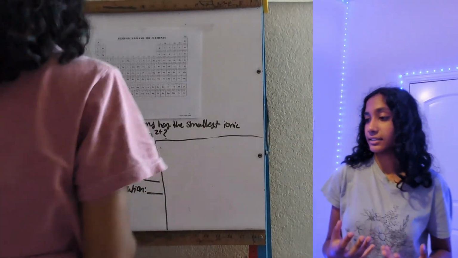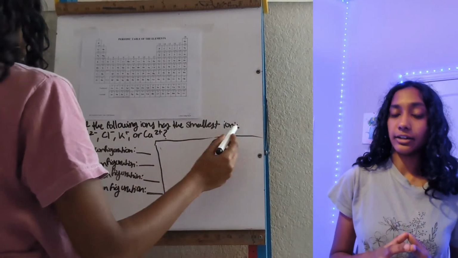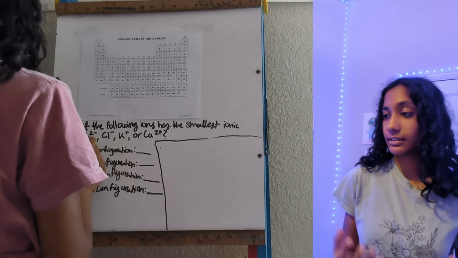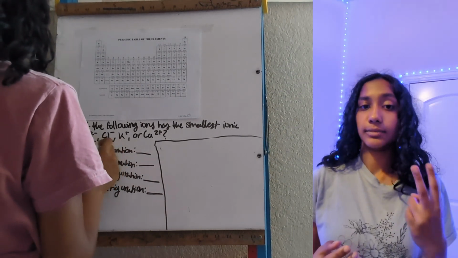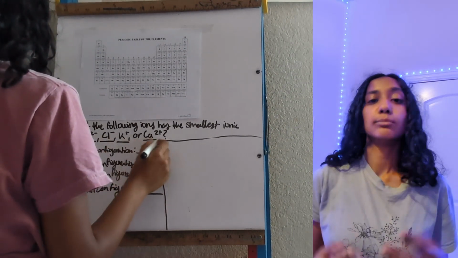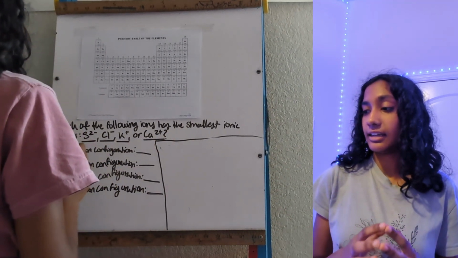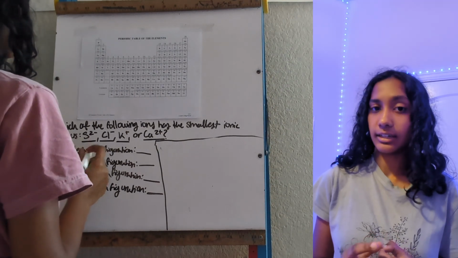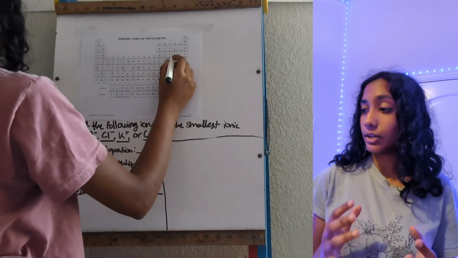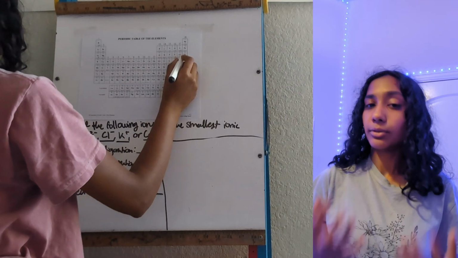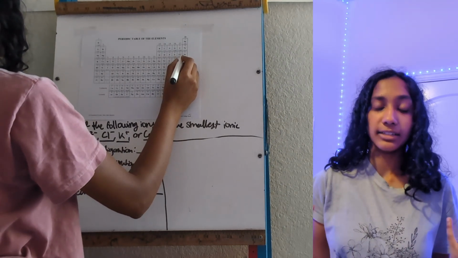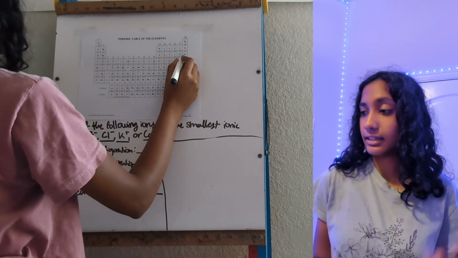Now, the problem asks us, which of the following ions has the smallest ionic radius? S2-, Cl-, K+, or Ca2+. First, let's take a look at each atom's electron configuration. S2- has sulfur's electron configuration plus 2 electrons because of the net charge of 2-.